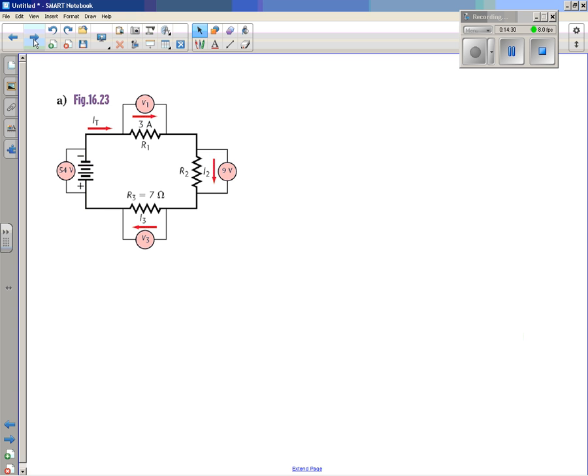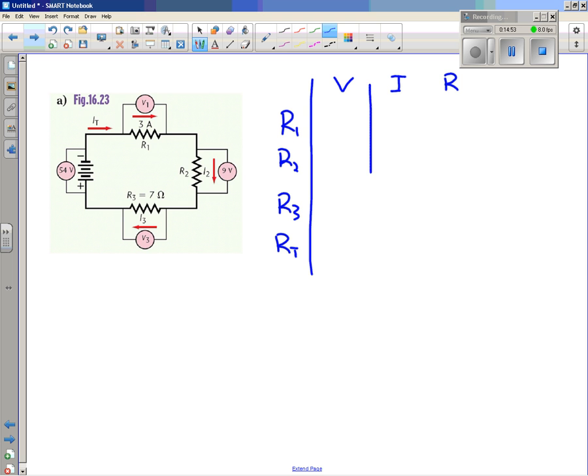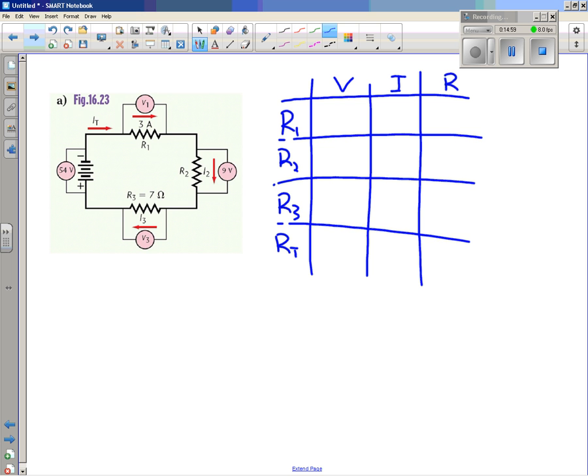Let's see what else we got to cover. Solving circuits. This part's my favorite. All right, let's switch colors. Let's go blue. So I got 3 resistors in series. I'm going R1, R2, R3, just 3 resistors, and a total. And each of those will have a voltage, a current, and a resistance, like so.